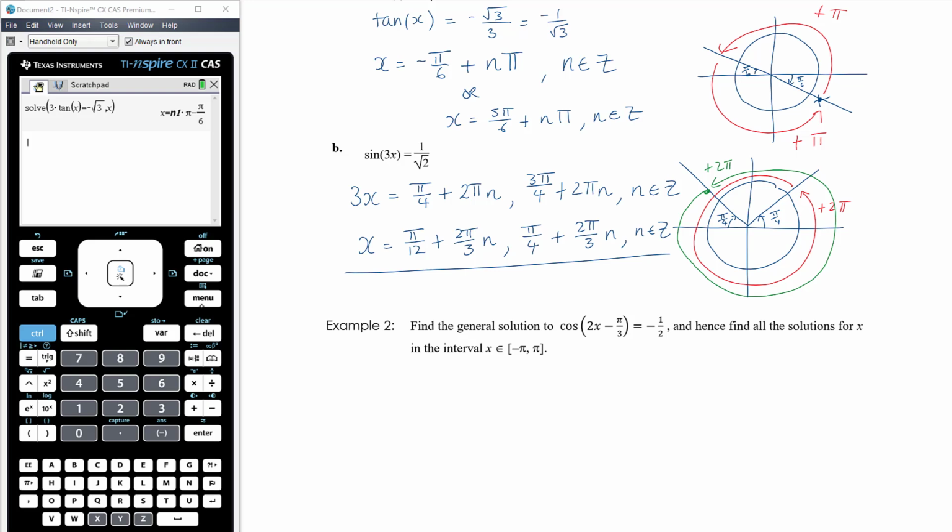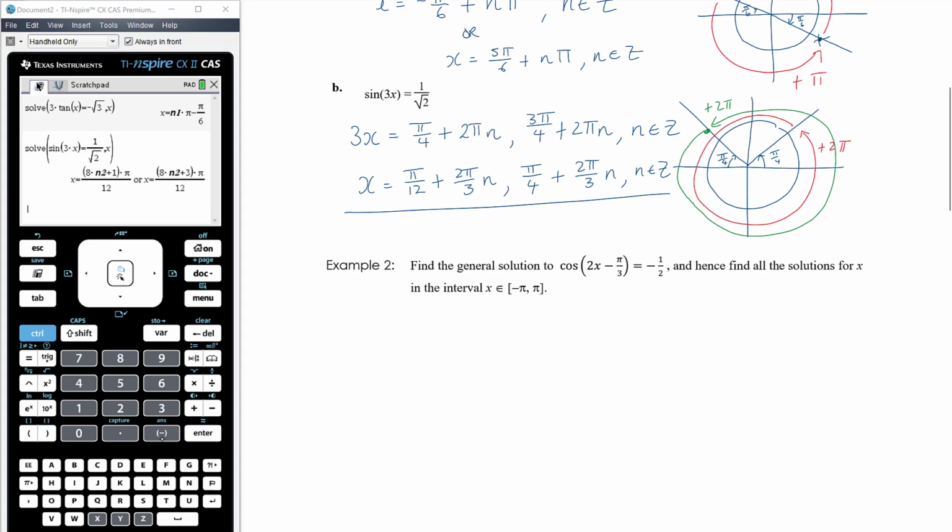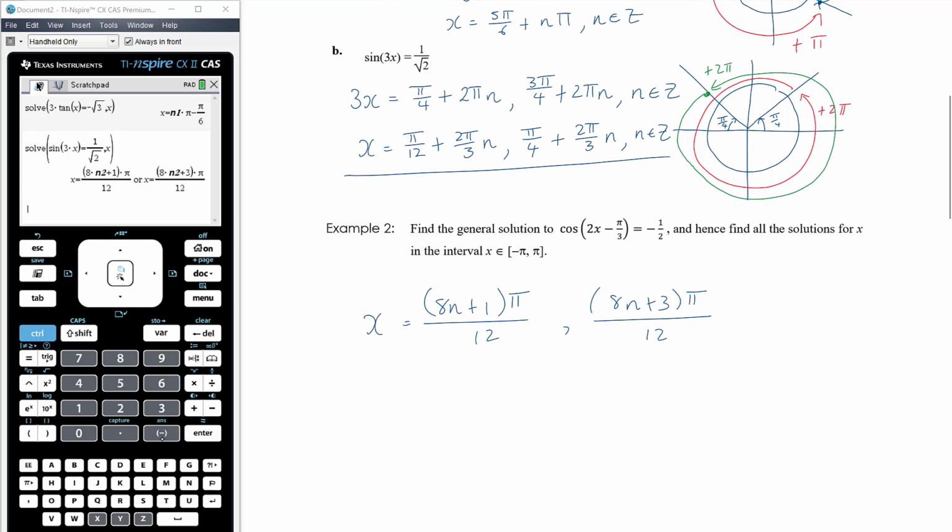Let's have a look at solving this equation with the CAS. So if we solve this equation, menu 3 1, sine of 3x is equal to 1 on root 2, comma x, no domain, we'll get the general solution. Let's have a look. That looks a little bit different to ours. I'm just going to write underneath here. So my CAS is telling me that it's (8n plus 1) pi on 12, or (8n plus 3) pi all on 12. So that's not what our solution looks like, but it's different to our solution.